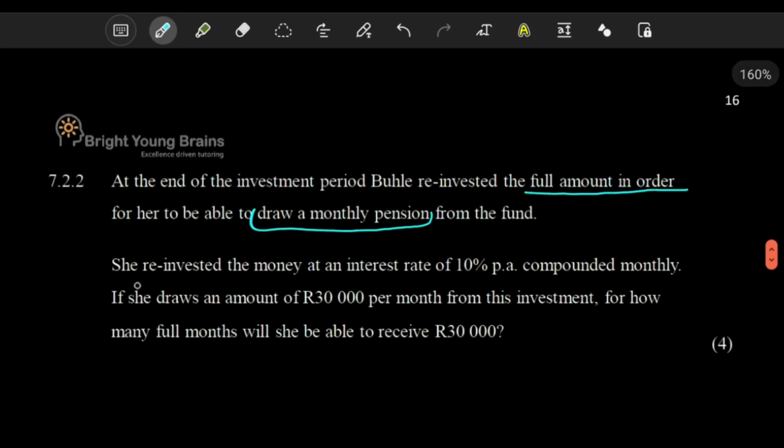So here it says she reinvested the money at an interest rate of 10% per annum compounded monthly. And then it says, if she draws an amount of 30,000 per month from this investment, for how many full months will she be able to receive 30,000? So this is an interesting question.